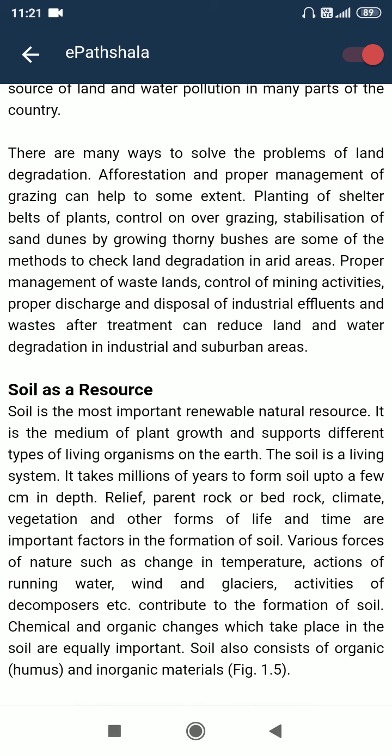Afforestation and proper management of grazing can help to some extent. Planting of shelter belts of plants, control on overgrazing, and stabilizing of sand dunes by growing thorny bushes are some of the methods to check land degradation in arid areas. Proper management of wasteland, control of mining activities, and proper discharge and disposal of industrial effluent and waste after treatment can reduce land and water degradation in industrial and suburban areas.